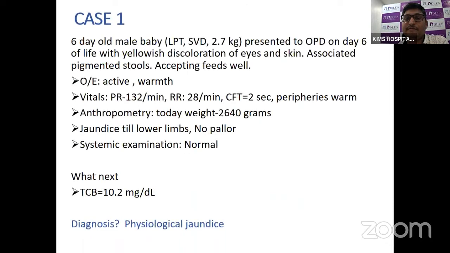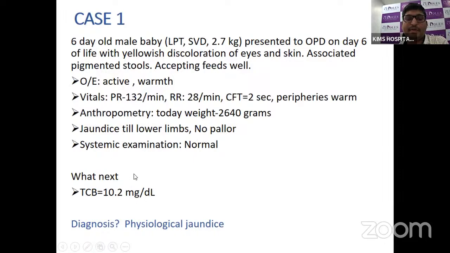We can look at a few cases here. This is a 6-day-old child presented to the OPD on day 6 of life with yellowish discoloration of eyes and skin, associated with pigmented stools, accepting feeds and gaining weight. On examination, the child is normal with normal vitals. Anthropometry weight is adequate compared to the birth weight on day 5 of life. There is jaundice till the lower limbs, no pallor, and systemic examination is otherwise normal.